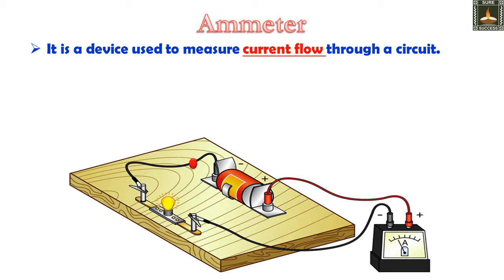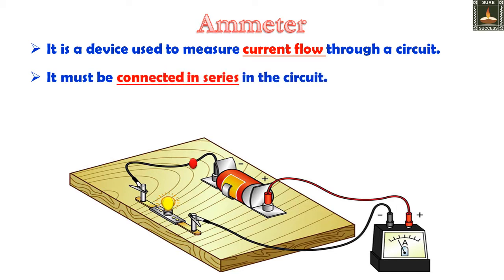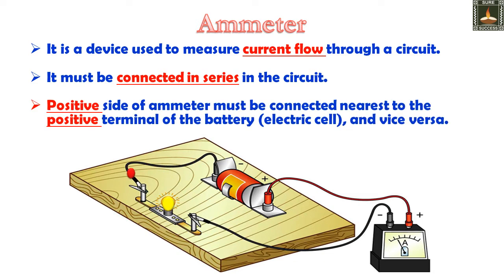Ammeter. What is an ammeter? An ammeter is a device used to measure current flow through a circuit. So, how much current is flowing in a circuit we can measure by using an ammeter. You have to keep in mind, an ammeter is always connected in series. The positive side of the ammeter must be connected nearest to the positive terminal of the battery and vice versa. You also have to keep in mind, an ammeter should have a low resistance value.